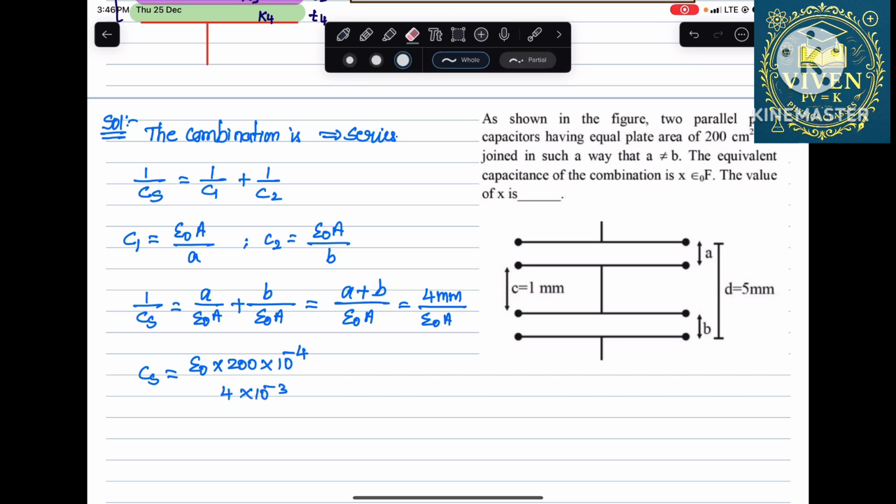So therefore I can straight away give you the answer now as 4 ones are 4, 50s are 5. So this is going to be straight away 10 power minus 3 upon 10 power plus 1. So this is 5 times epsilon naught. And what did they give you for us? This is equal to x epsilon naught. So therefore x is equal to 5.